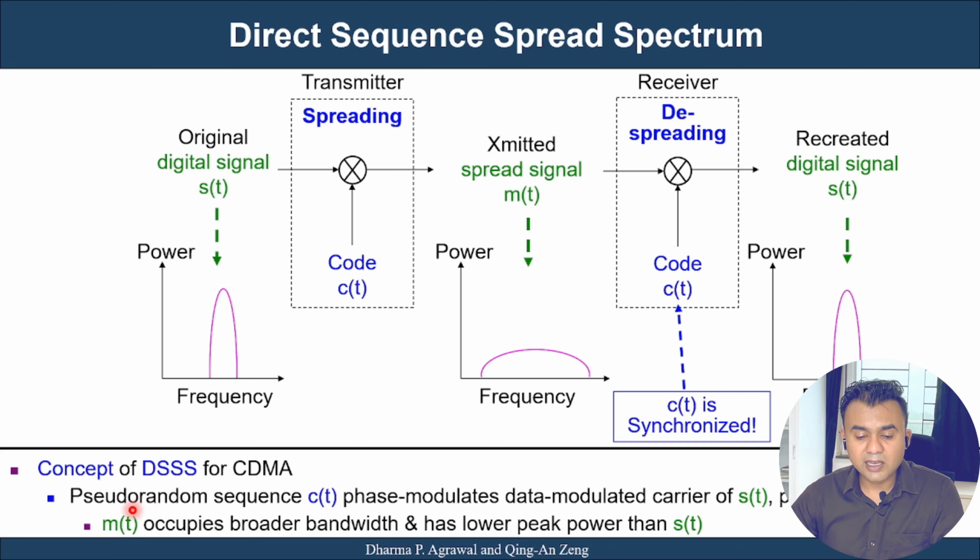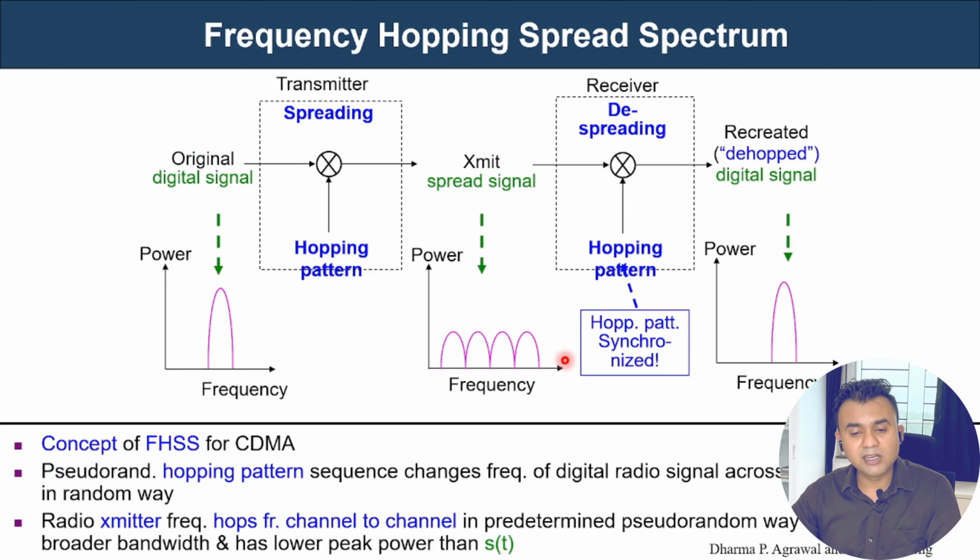The pseudo-random sequence C of t phase modulates the data modulated carrier S of t, producing M of t, and M of t generally occupies the broader bandwidth. Then again I multiply the same code and reconstruct the signal at the receiver side.